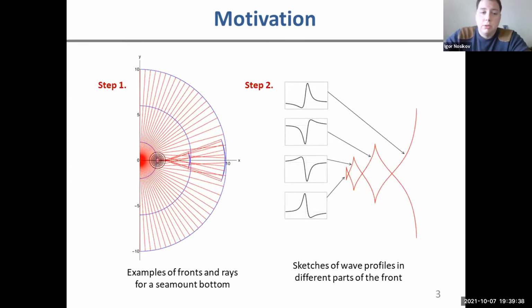And we can illustrate this approach. On this slide, you can see an illustration of the two steps. The first step is just the traditional ray tracing. And then after the ray tracing calculation, we can reconstruct the front of the tsunami wave. When we reconstruct the rays and front, we can use the previous formula and simulate the amplitude of the tsunami wave, as shown on the slide.